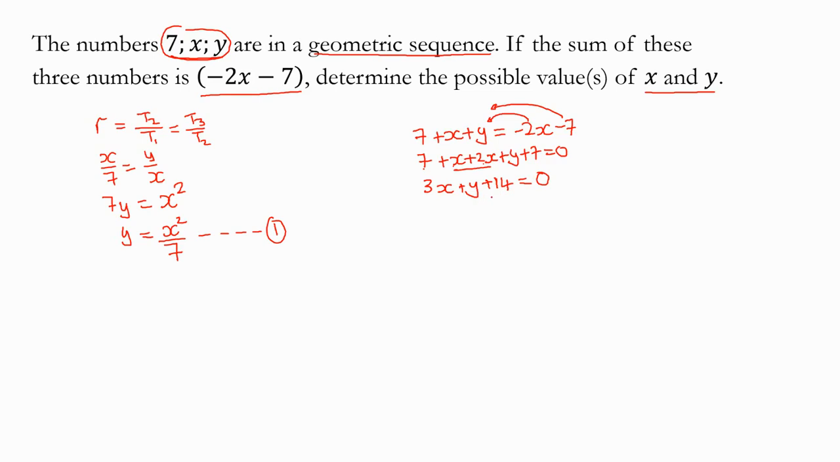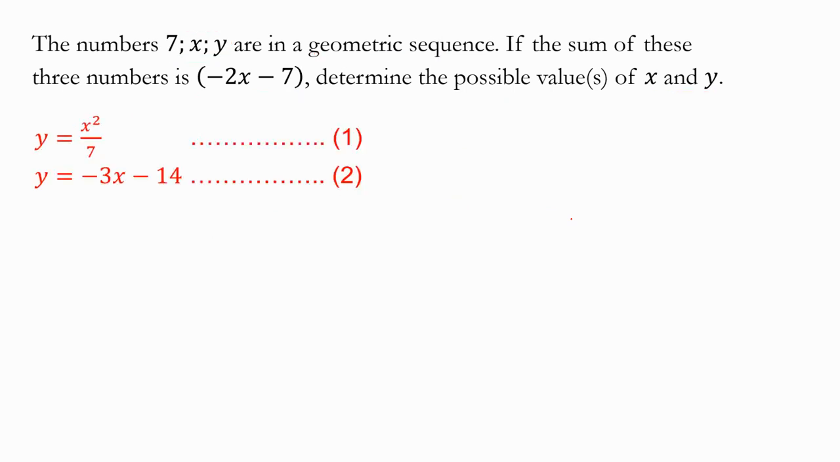Okay, we can even isolate y here and make y the subject. So you can say y is equal to negative 3x, we're transposing 3x to the right hand side, and then minus 14. This is equation number 2. Okay, so now we have our equation number 2 and equation number 1. So we can solve these two equations simultaneously.